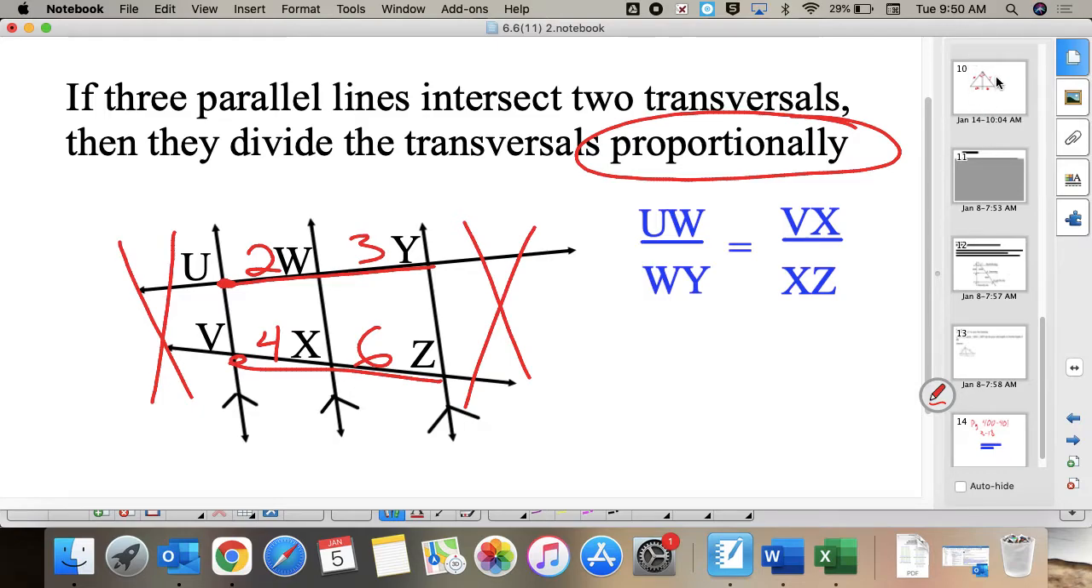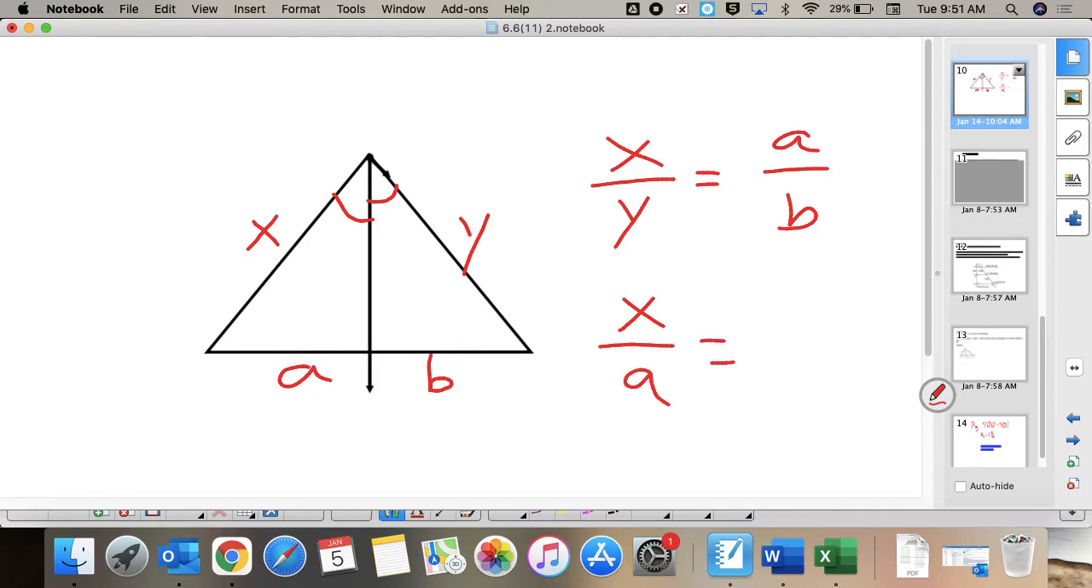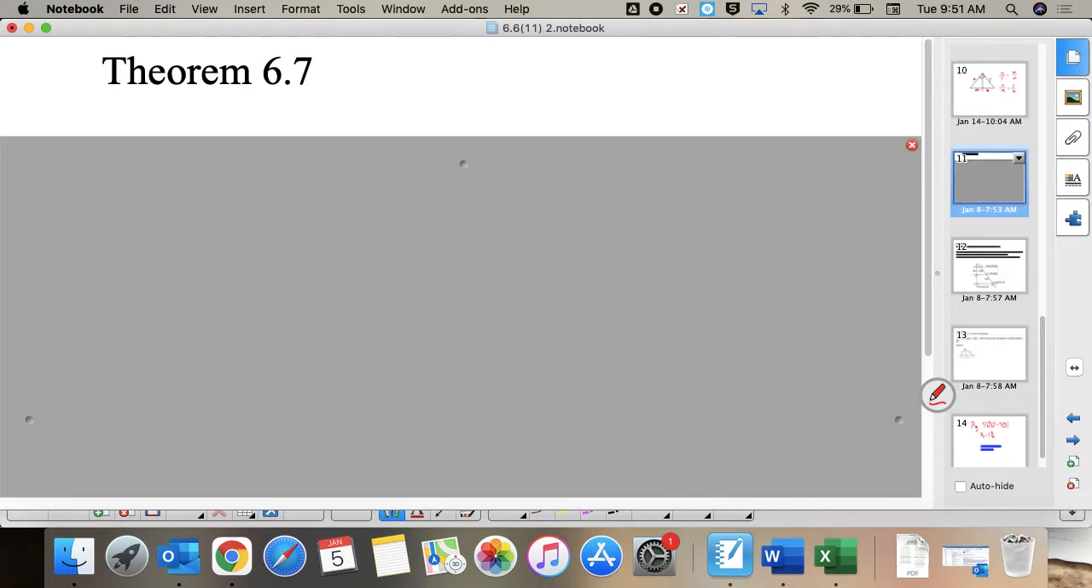Right? Now, the other one we're going to look at here, when you have an angle bisector, it is going to break apart that triangle proportionally as well. Meaning that ratio of x to y is going to be equal to the ratio of A to B. Or if you want to compare x to A, then we have to compare y to B. Right? And that's what my last theorem here is going to say today.